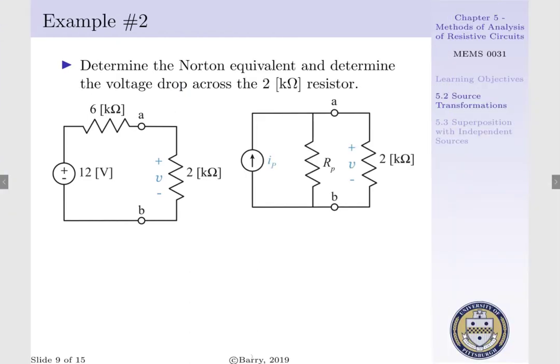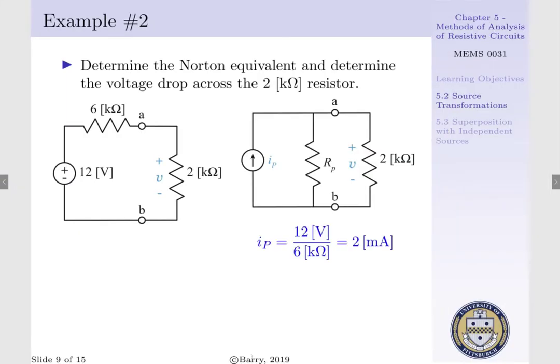That is, we will have I sub P in a parallel configuration with R sub P connected to our 2 kilo ohm resistor at terminals A and B. We have to determine the magnitude of our current source as well as the value of our parallel resistor.